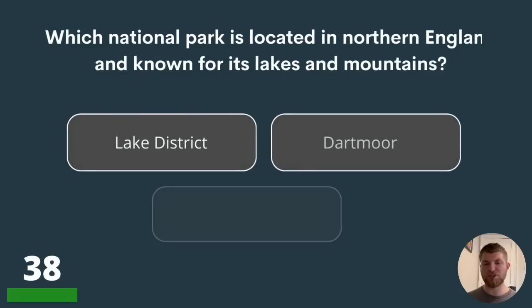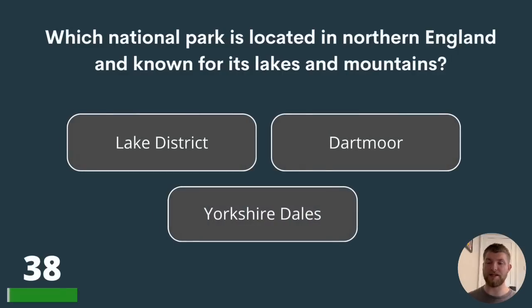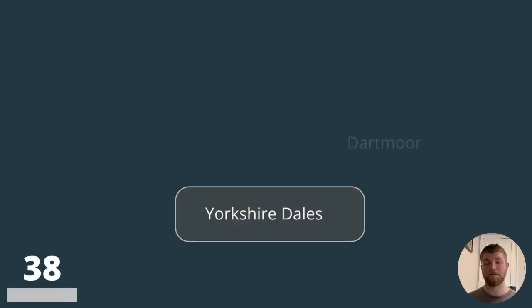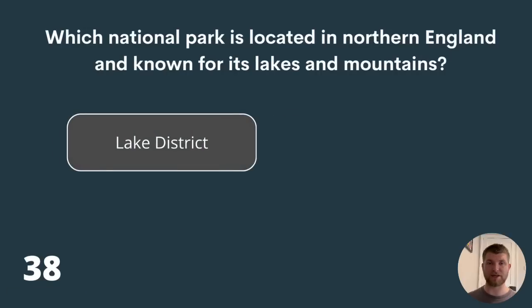38 now. Which national park is located in northern England and known for its lakes and mountains? Is that the Lake District, Dartmoor, or the Yorkshire Dales? The answer is Lake District.